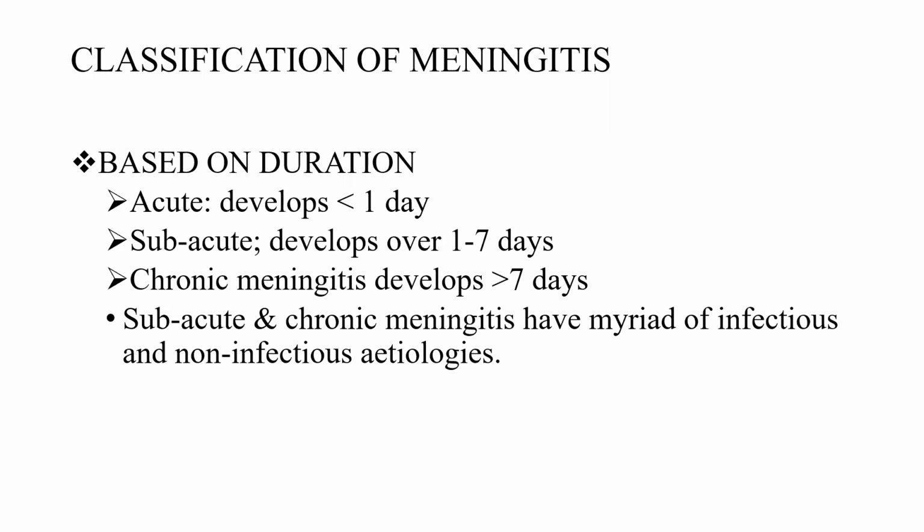Based on duration, when symptoms develop within a day, then it is termed acute meningitis. When symptoms develop over a day to 7 days duration, then it is called subacute meningitis. And when symptoms develop over more than 7 days, then it is termed chronic meningitis. Subacute and the chronic forms of meningitis usually have different forms of infectious and non-infectious etiologies.